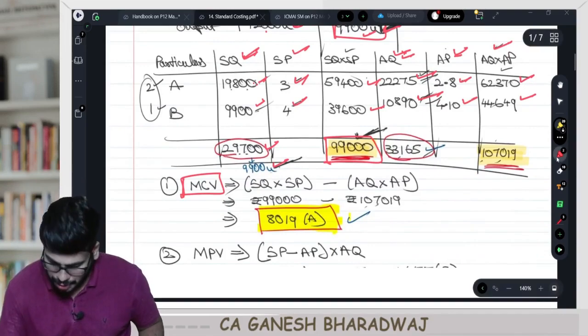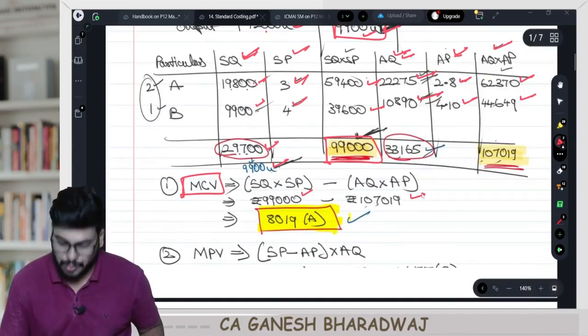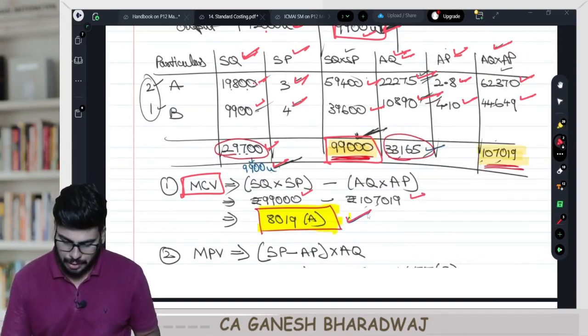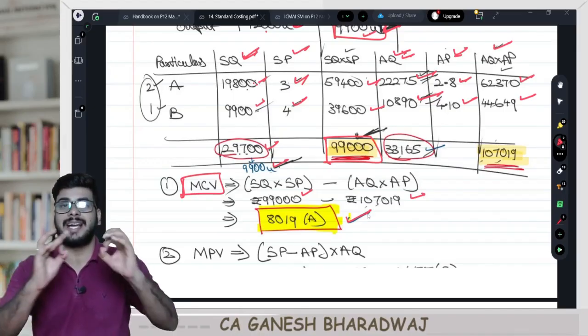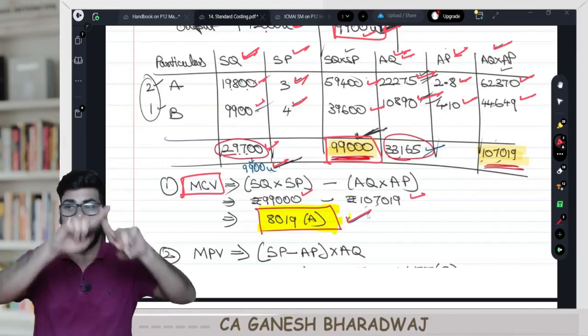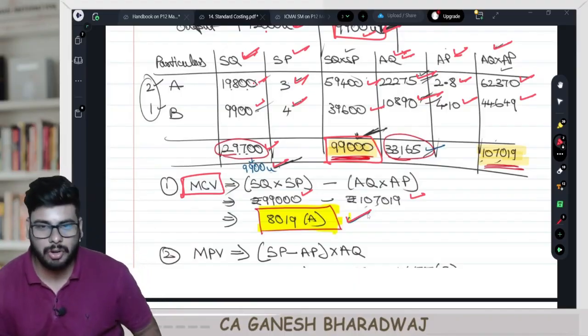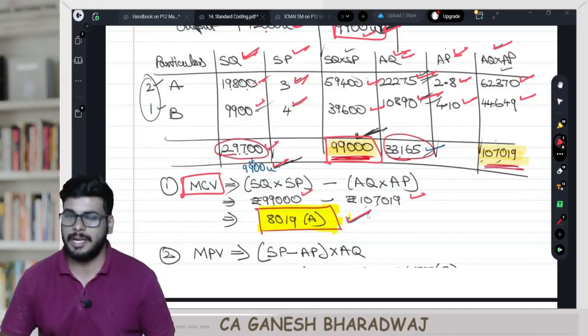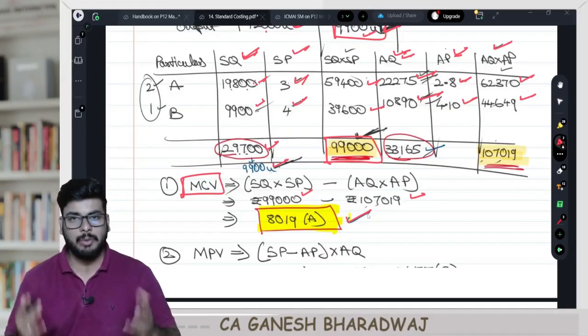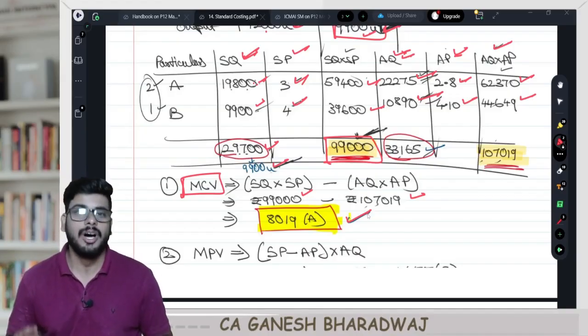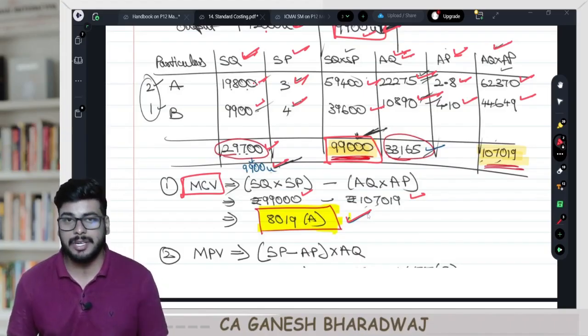1,07,019 rupees. So what you do here, 99,000 minus 1,07,019, basically you get how much? 8,019 as adverse variance. This is your overall material cost variance. You have incurred an extra material cost to the tune of 8,019. Are you clear with this, guys? Now, if I leave it here, is it enough? No, I need to further deep dive and find out the reasons for this.